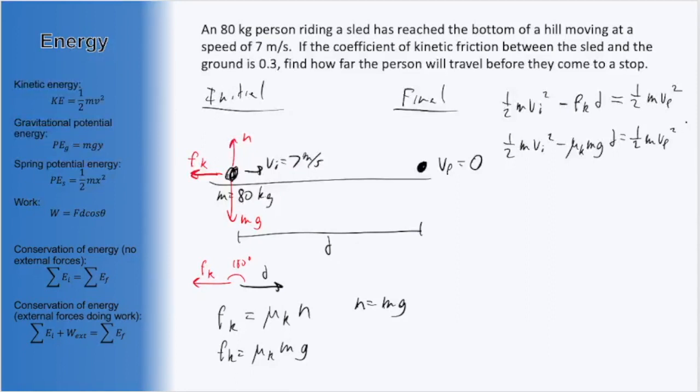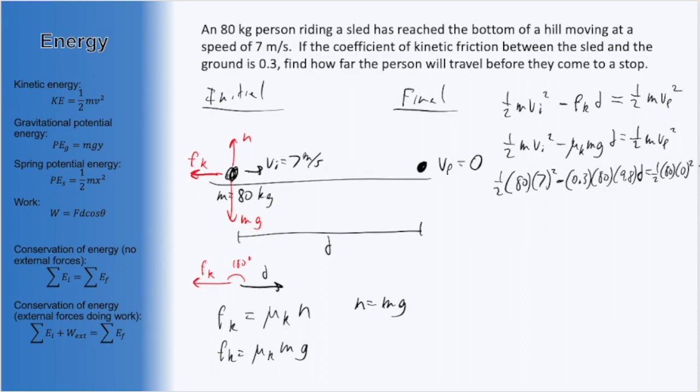And now let's start plugging in numbers. So 1/2 times the mass of 80. Velocity initial we know is 7 squared, minus the coefficient of kinetic friction as 0.3 as the problem gave us, times the mass again of 80, gravity 9.8, times the distance d, which we are looking for, must equal 1/2 times the mass of 80, times the velocity final, which is just 0. We have come to a stop.